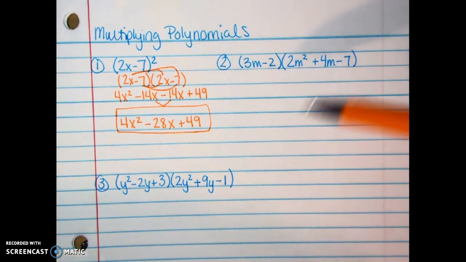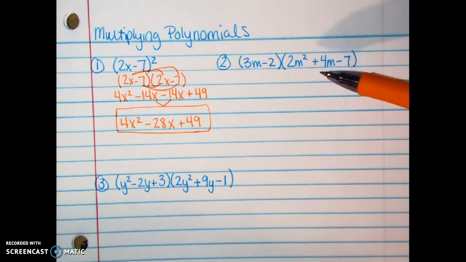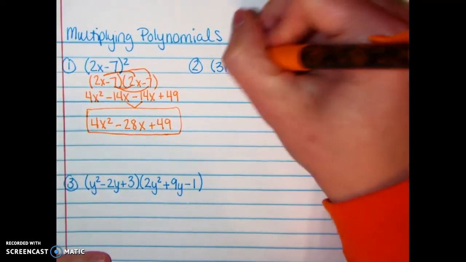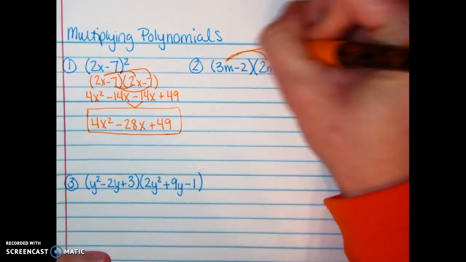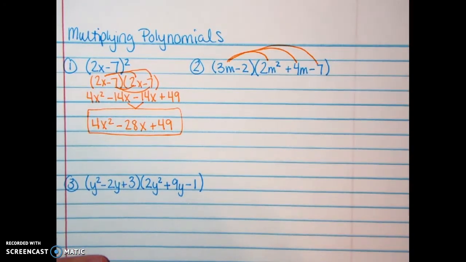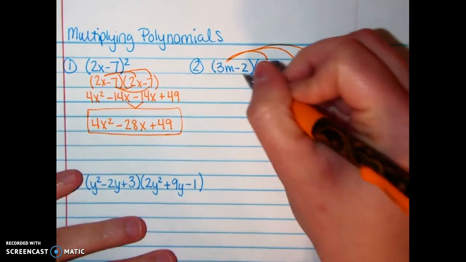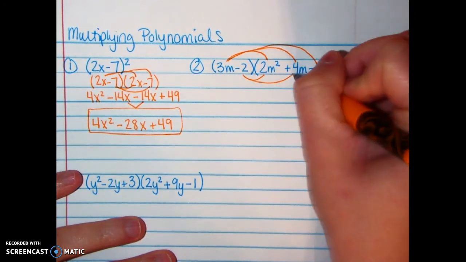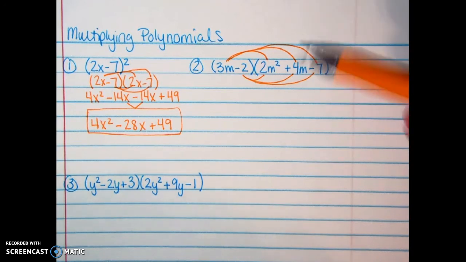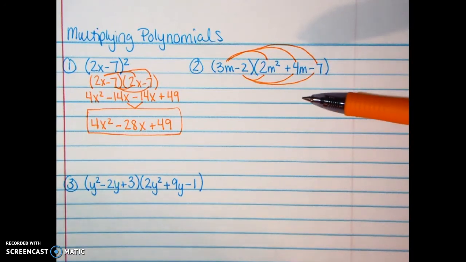These next 3 that we do deal with trinomials. So on this one, you're going to have to do 3m times that, 3m times that, 3m times that. And then you will do negative 2 times that, that, and that. So when you multiply everything out, you should have 6 terms before you start combining things together.